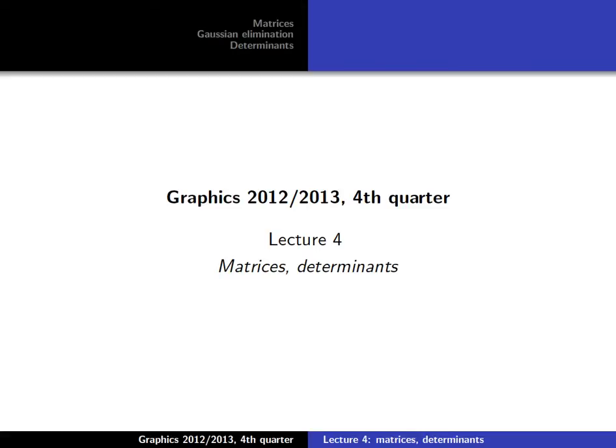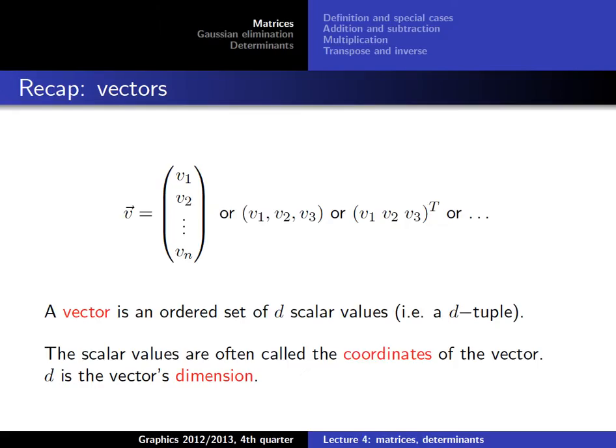Good. So today we're going to talk about matrices and determinants, but first a little recap, like I very often do at the beginning. Recap to vectors. We talked about vectors when we defined vectors. We said that there are different notations for it. And then we defined vectors as an ordered set of scalar values, or a d-tuple. In 2D it's a pair, in 3D it's a triple. We call these individual scalar values coordinates, and the number of them is called the dimension.